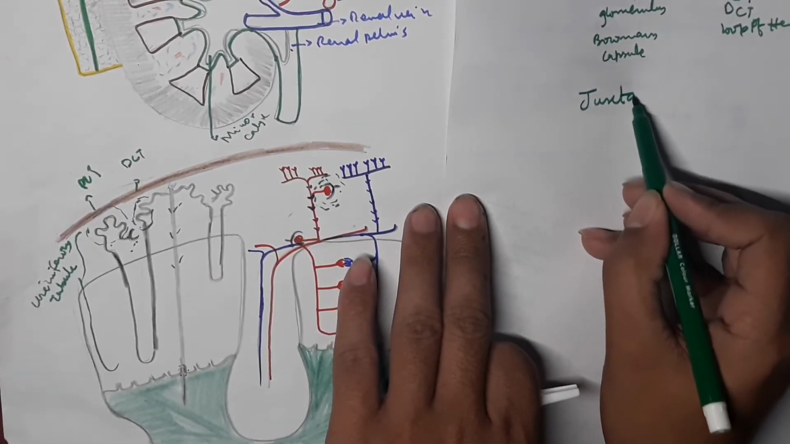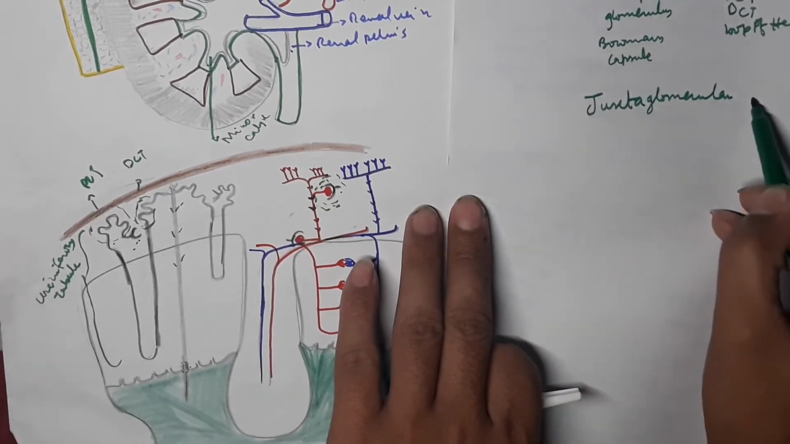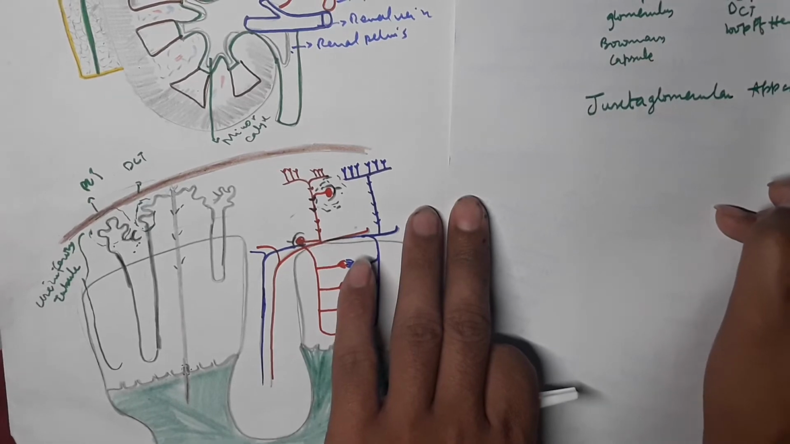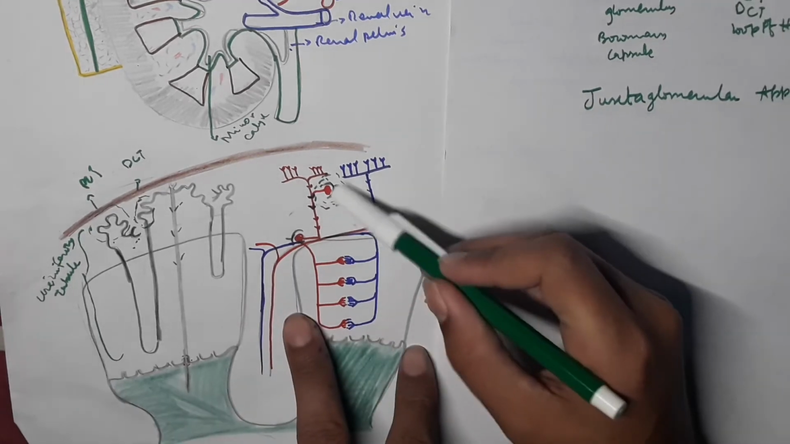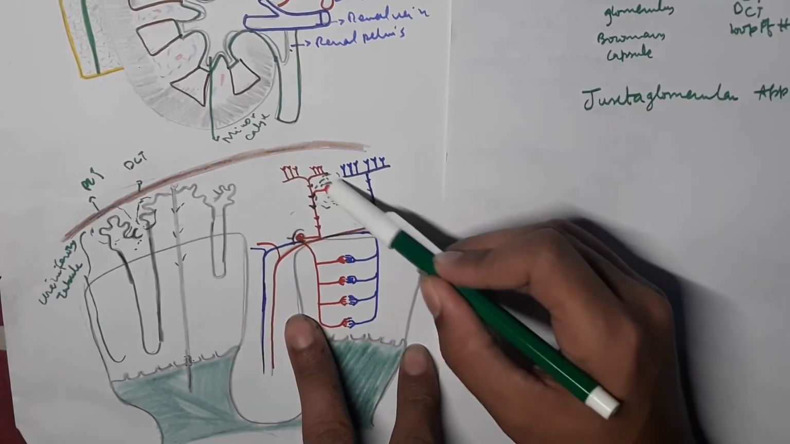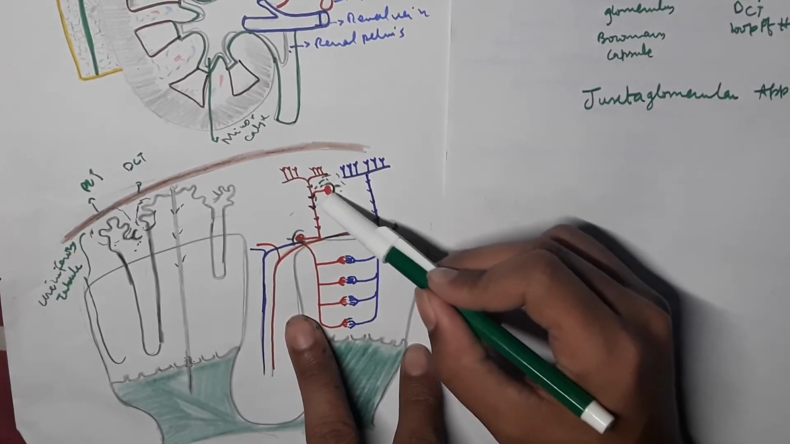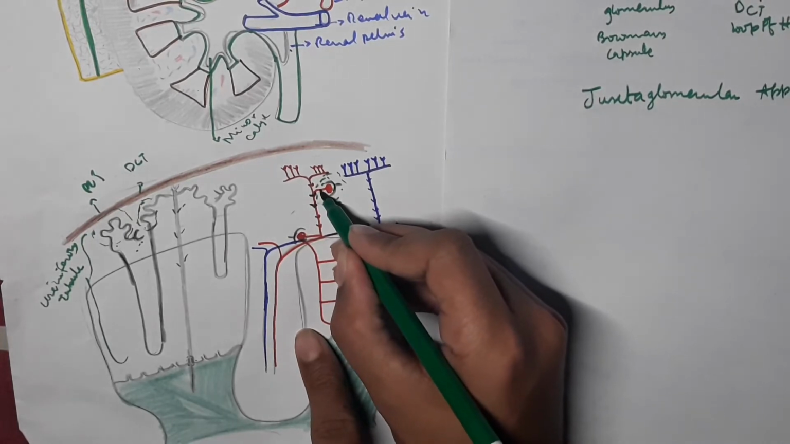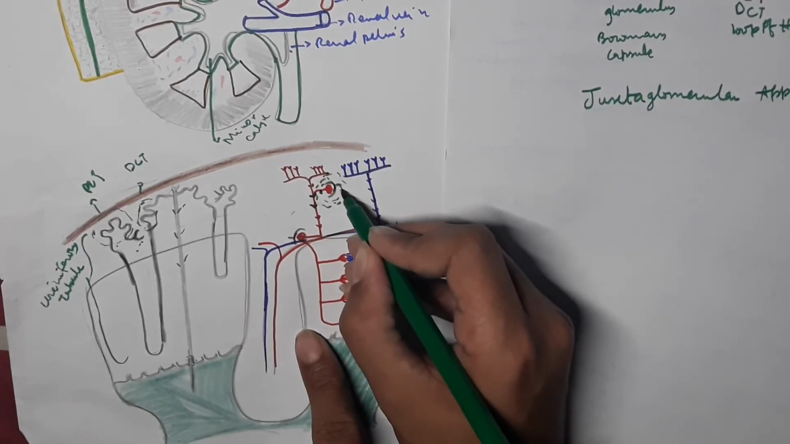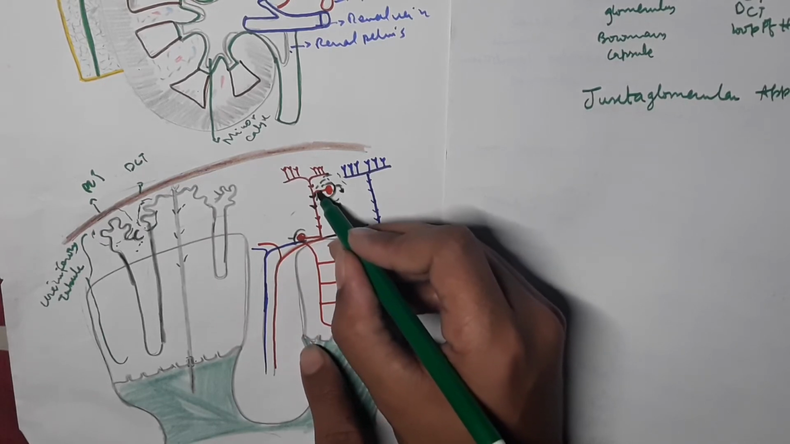Now there is a structure responsible for a certain mechanism. This structure is called the Juxtaglomerular Apparatus. What is the Juxtaglomerular Apparatus? It is a structure which is formed at the vascular pole of the glomerulus. You see, this is the glomerulus. It has two poles: the vascular pole and the Bowman's capsule pole. This is the vascular pole and this is the Bowman's capsule pole, the filtering pole.